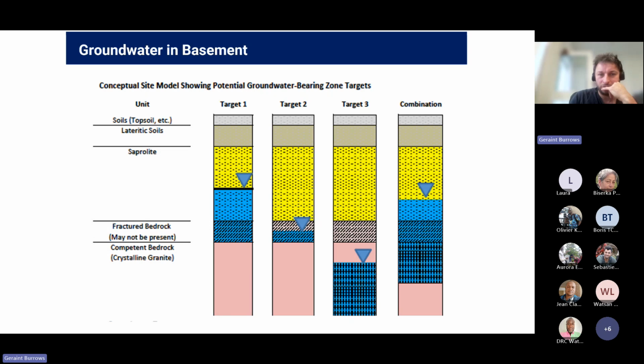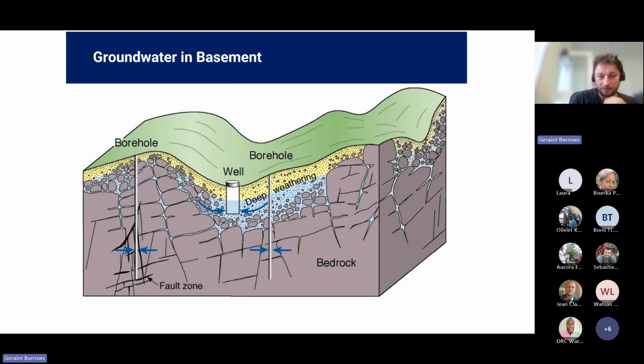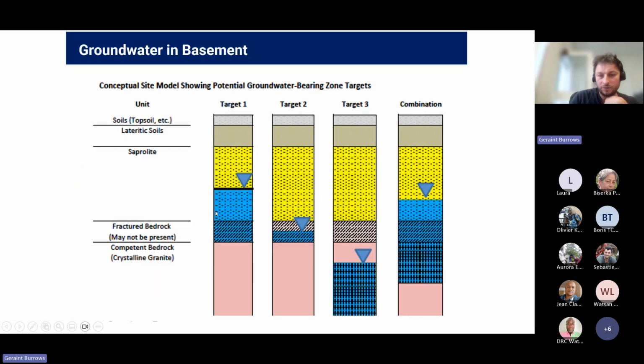Obviously, when we look at groundwater in basement rocks, which is one of the most effective ways of using electrical resistivity, because of this contrast in resistivity between the basement rock and the weathered rock, then by finding areas where we have deeper weathering and higher water tables, we're going to have much greater success of finding water.